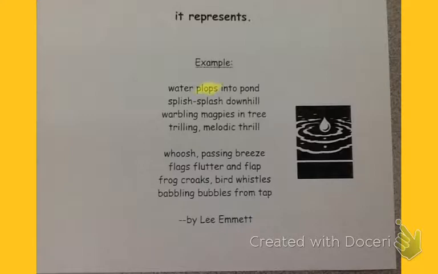This is a poem all about water, and it has some onomatopoeia in here. Plops is a word that is also a sound. Splish splash, a word that is also a sound. Whoosh, a word that is also a sound. Croak, a word that is also a sound. Okay? Some people will count whistles, babbling, warbling, trilling as well. But these four are definitely onomatopoeia. They are a word that is also a sound.